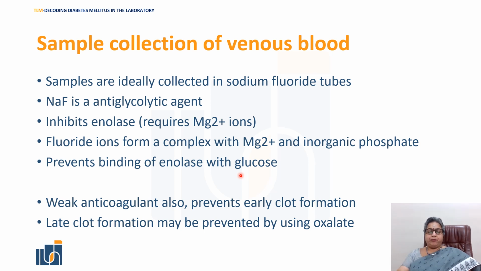on enolase. Now, sodium fluoride is also considered to be a weak anticoagulant. So it prevents early clot formation. Now, if you want this to be foolproof, that I don't want my blood to clot, then to sodium fluoride tubes they've also added the potassium oxalate mixture. So potassium oxalate will act as the anticoagulant and sodium fluoride will act as the antiglycolytic agent. So sodium fluoride tubes are the most common tubes which are used for the collection of samples that require a glucose test on them.